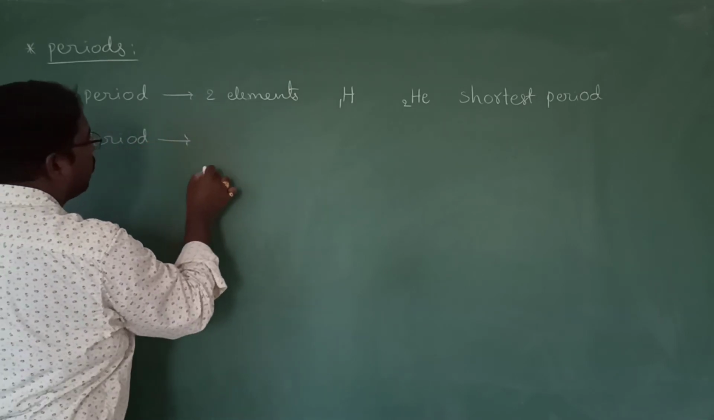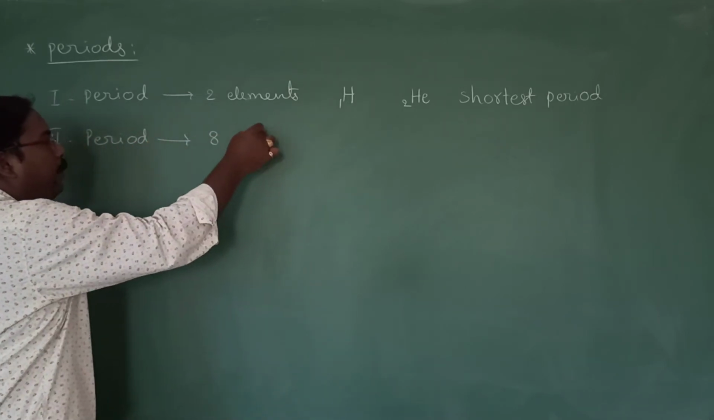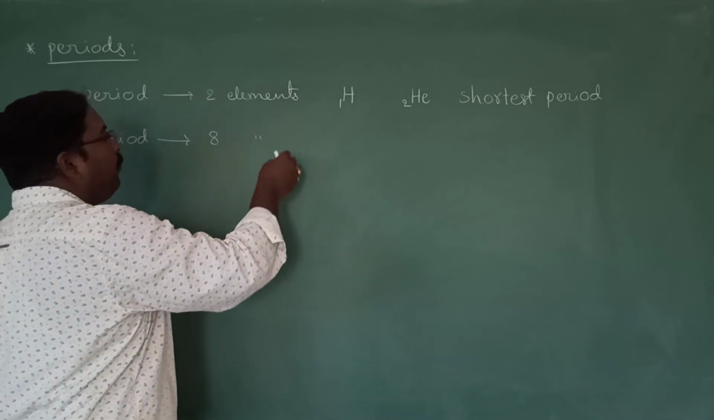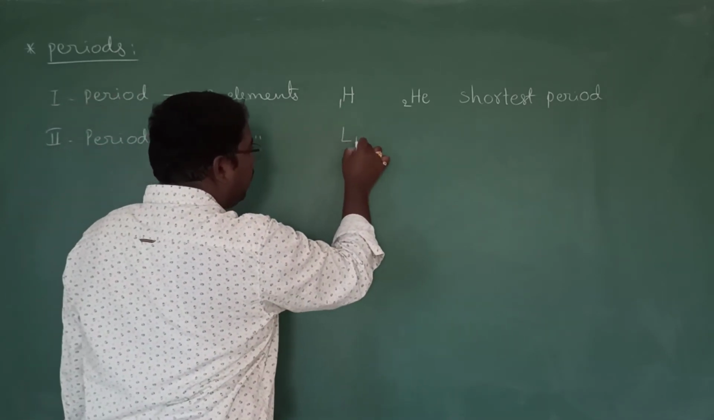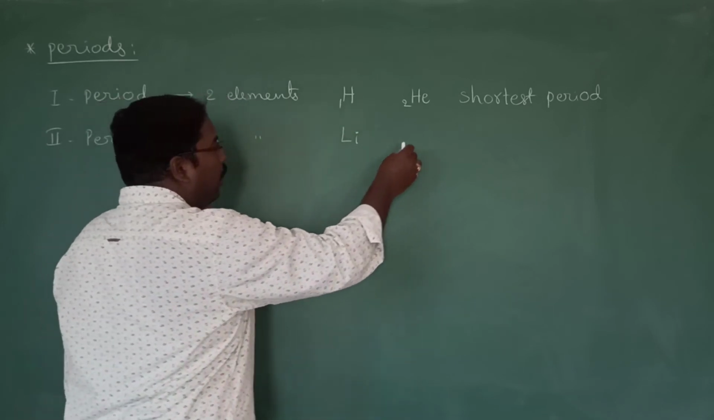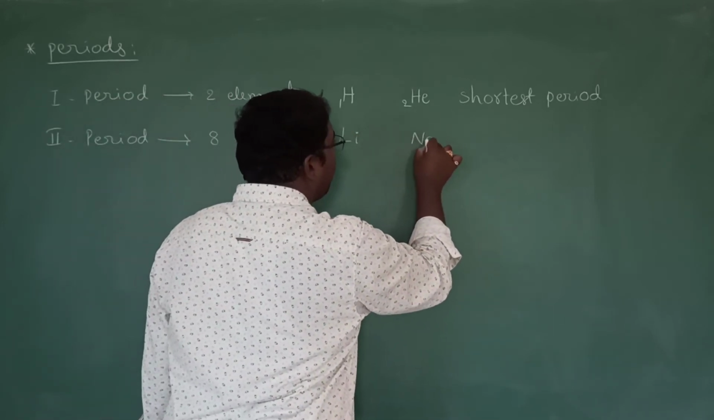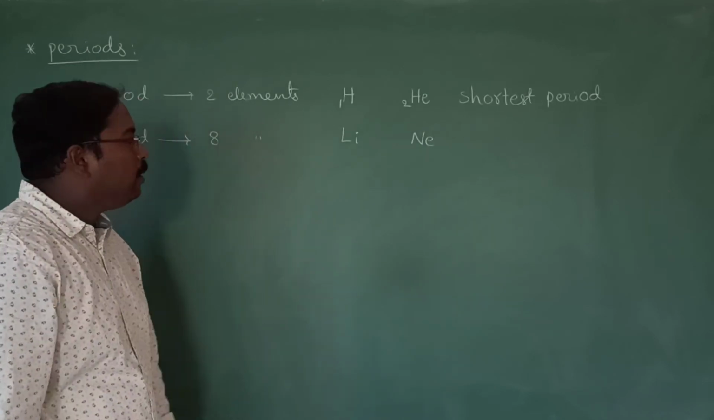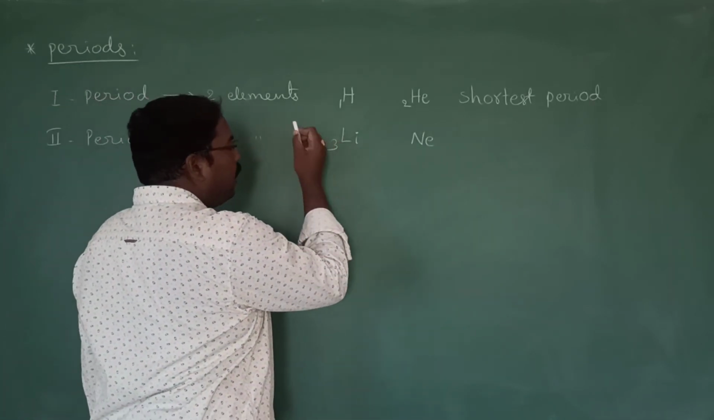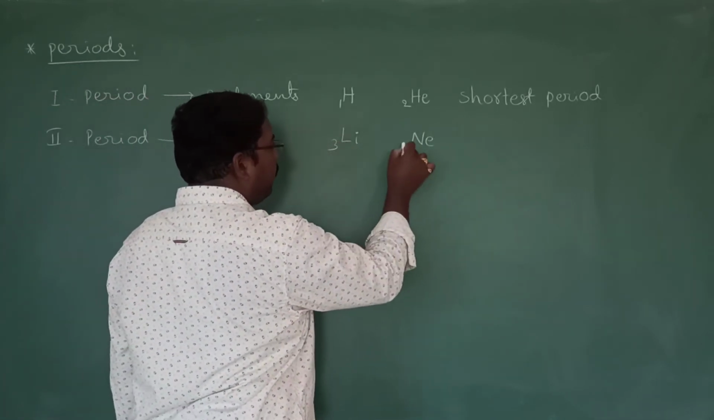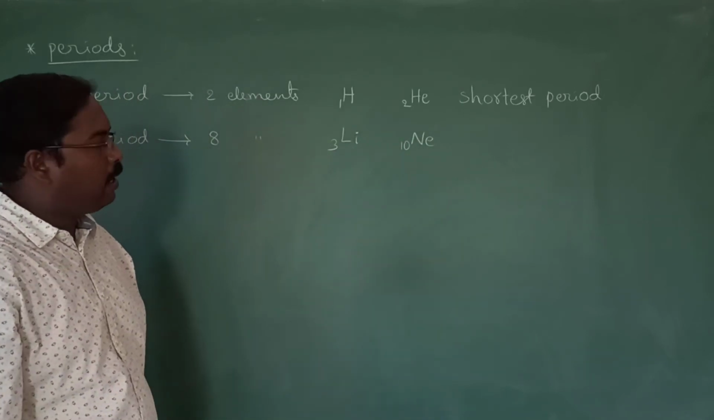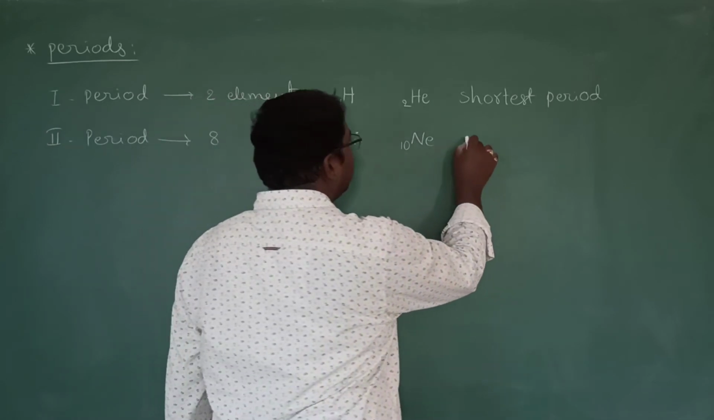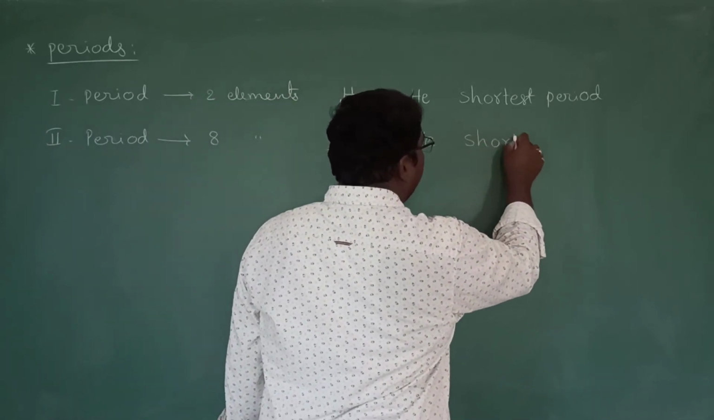Second period, if you observe, there are 8 elements in the second period. The first starts with lithium, with atomic number 3, and it ends with neon, and we know neon's atomic number is 10. This period is known as a short period.